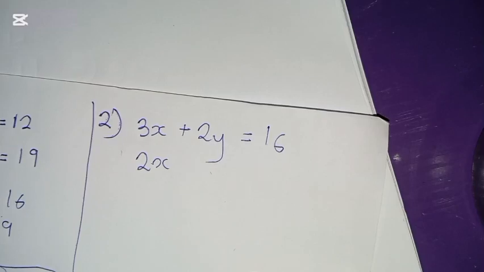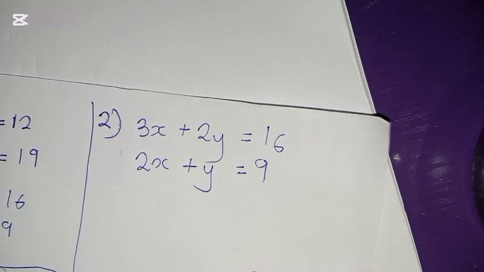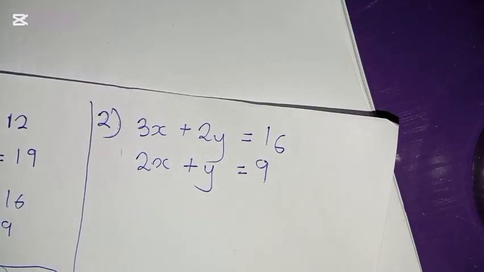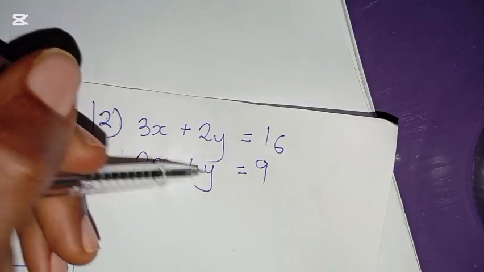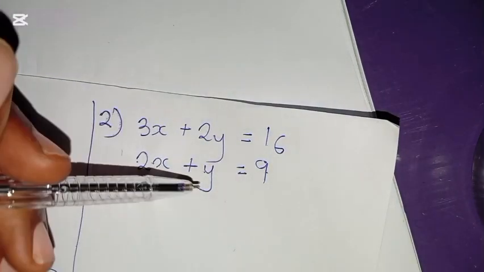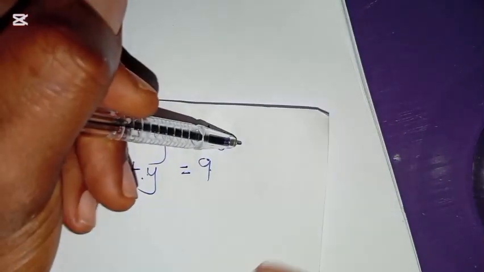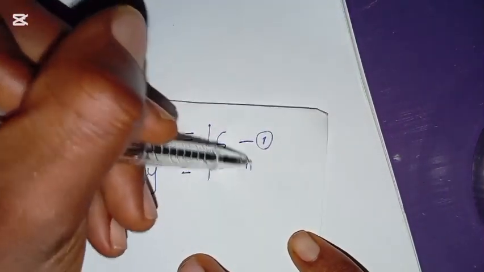2x plus y is equal to 9. Now I'm using the same method we used before, the substitution method. What we're basically going to do now is, we know there's 2x here, there's y here, there is 9 here. So let's try making y the subject of the formula. At this stage, this is our equation 1, this is our equation 2.